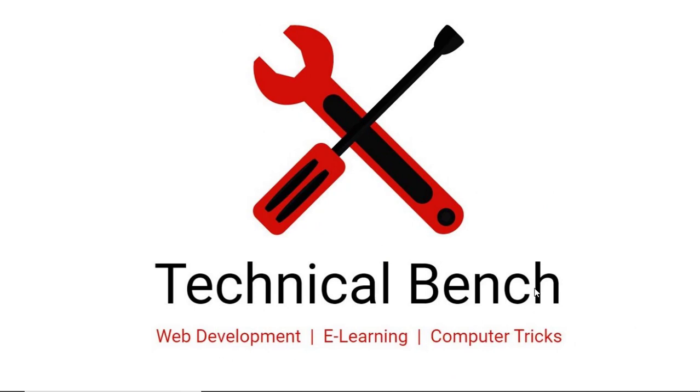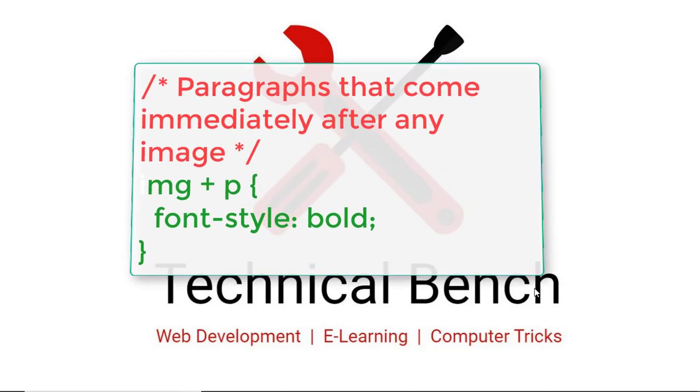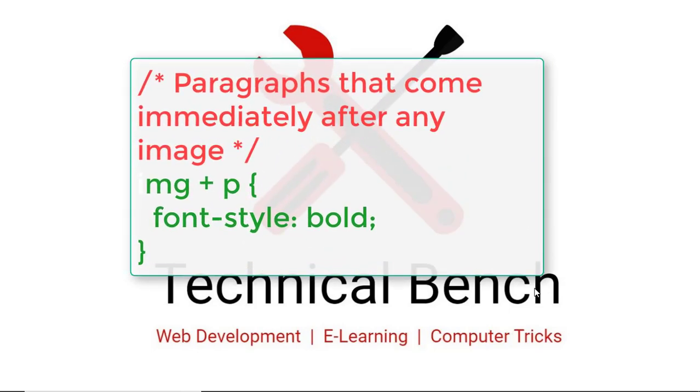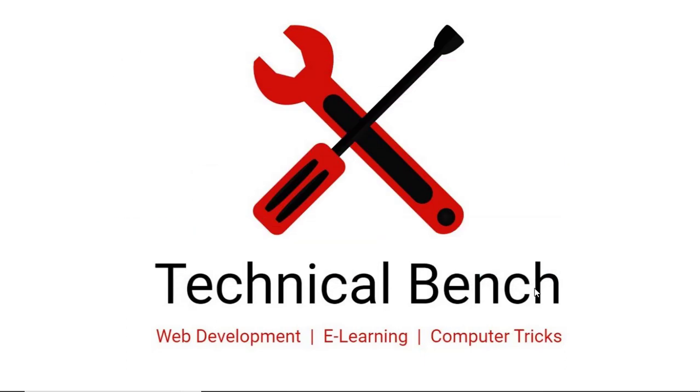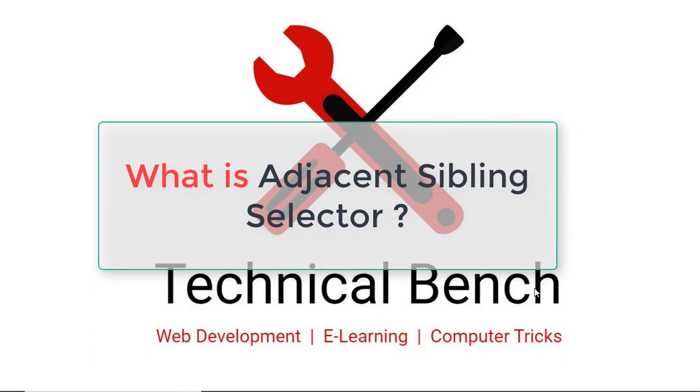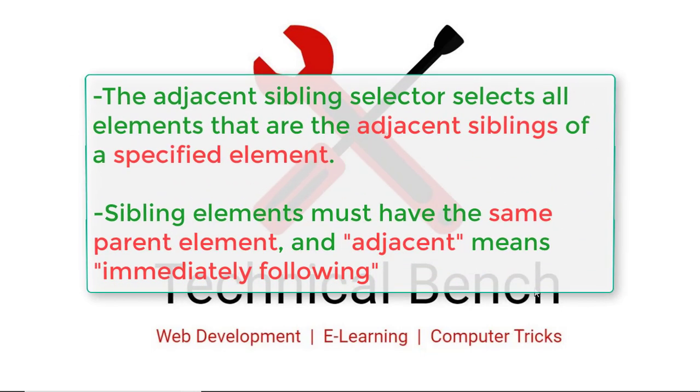I don't know if you know about adjacent sibling selector before, but I think you must have seen a plus symbol in CSS. Yes, this plus symbol is a CSS selector and it is known as adjacent sibling selector. So what is adjacent sibling selector? The adjacent sibling selector selects all the elements that are adjacent siblings of a specified element. For further understanding of the adjacent sibling selector, we go through our example.